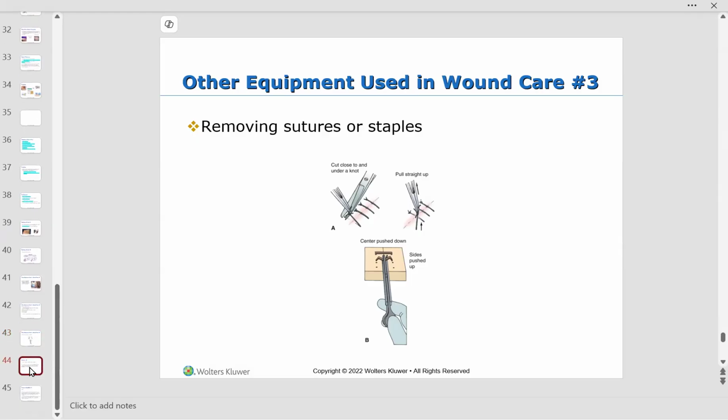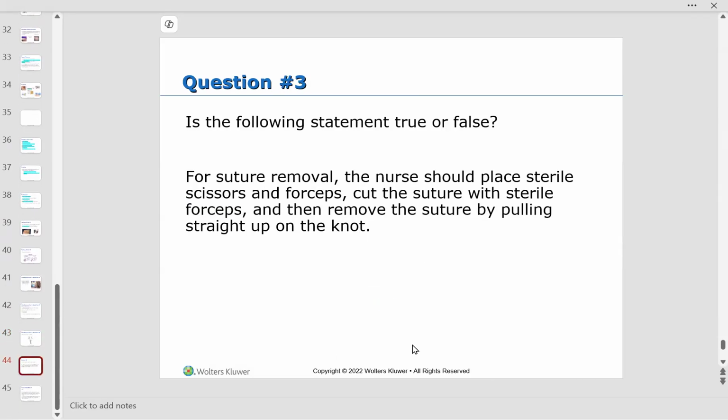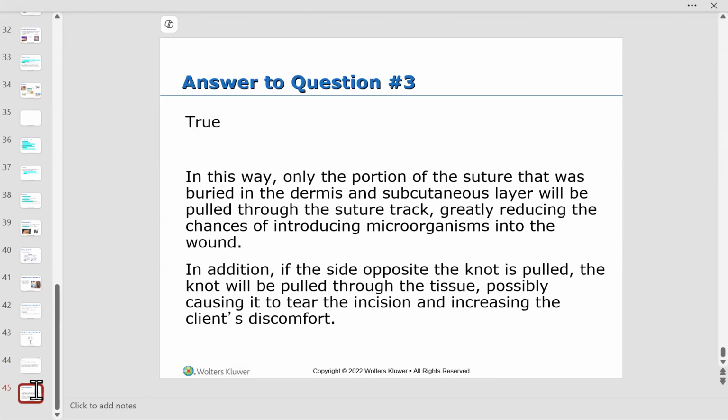Pretty nifty, huh? All right, last question. Is it true or false? For suture removal, the nurse should place sterile scissors and forceps, cut the suture with sterile forceps, then remove the suture by pulling straight up on the knot. Does that sound right? That's right. This way, we're pulling the whole suture out and not leaving anything in the skin. And plus, it doesn't hurt as much.